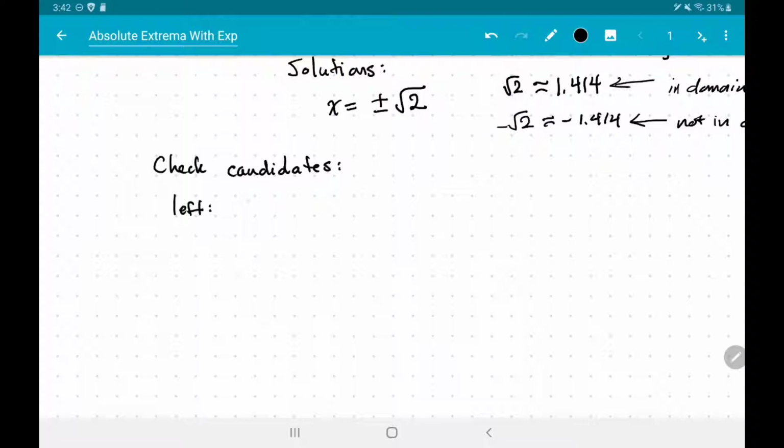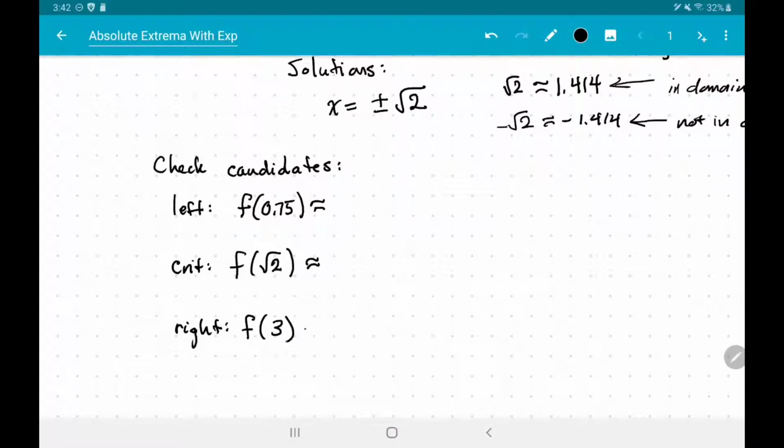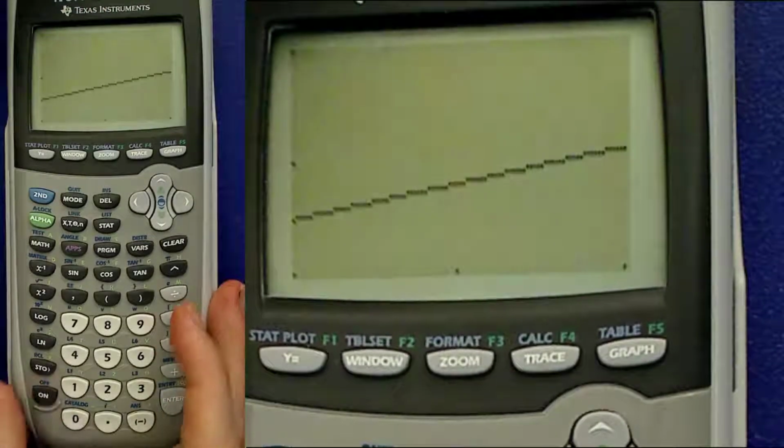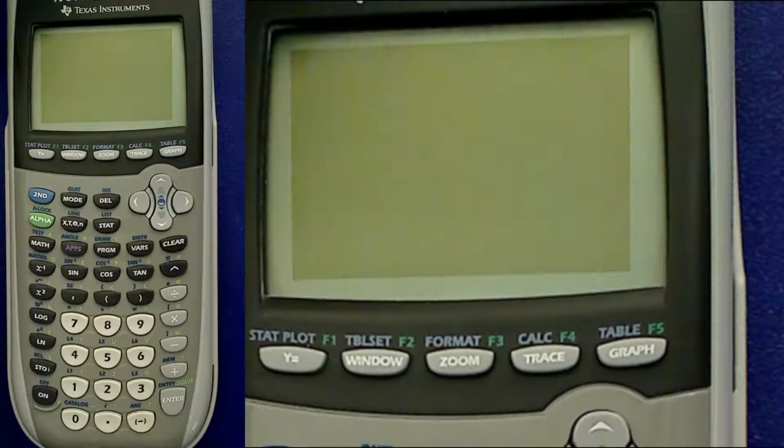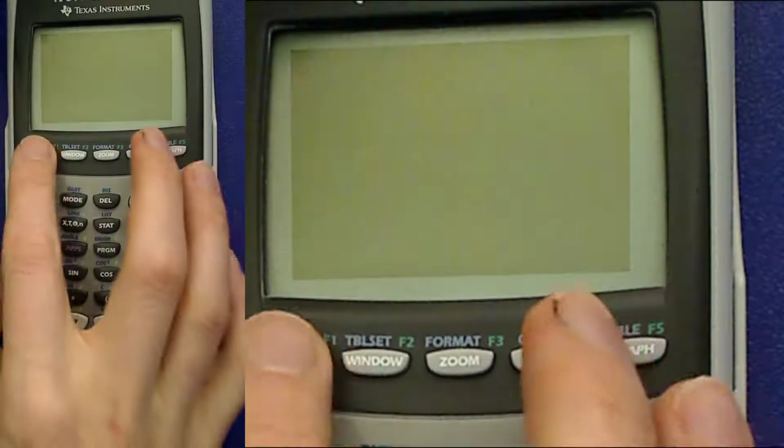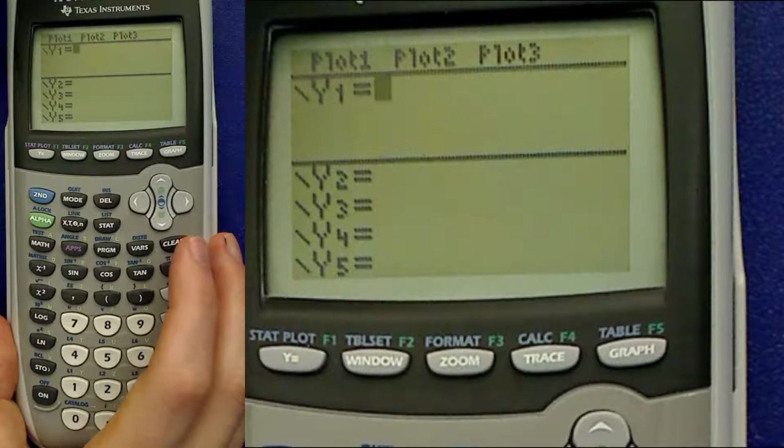So for the left endpoint, we need f of 0.75. There's a critical number, f of square root of 2, and then there's the right endpoint of the domain, which is 3. Well, let's go over to the calculator and see what happens. Let me quit out of that and clear that out. Since we have to plug in 3 different numbers, I'm going to go to the y equals screen. Let me clear out that problem.